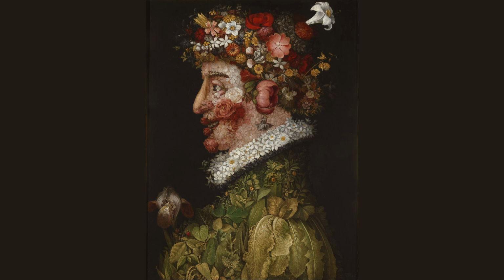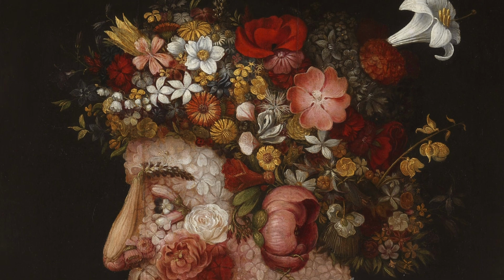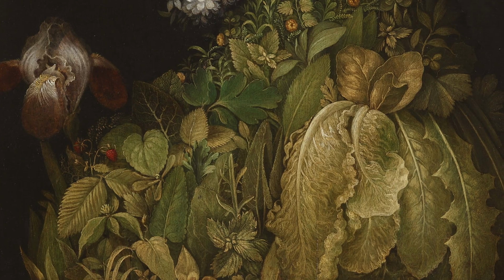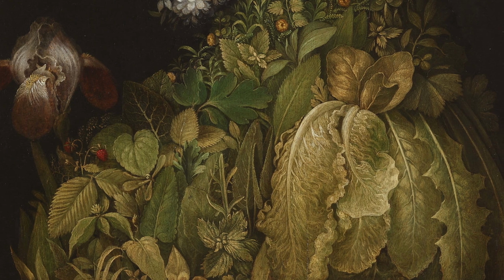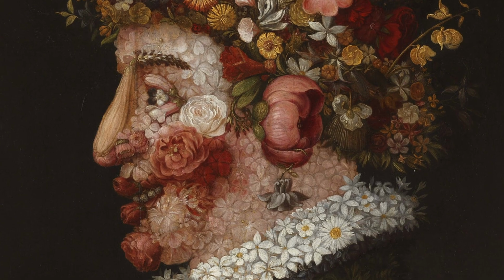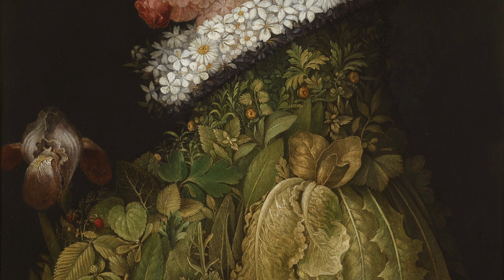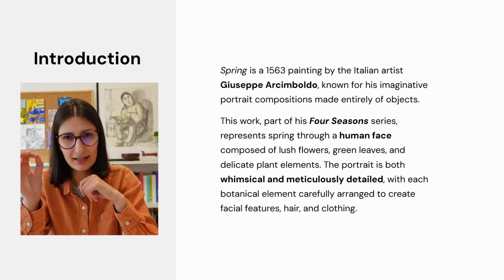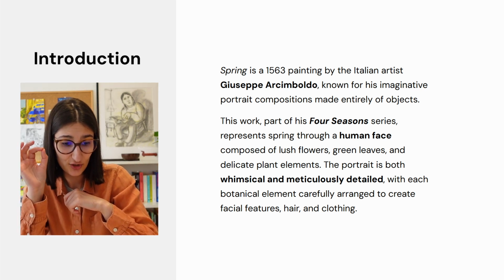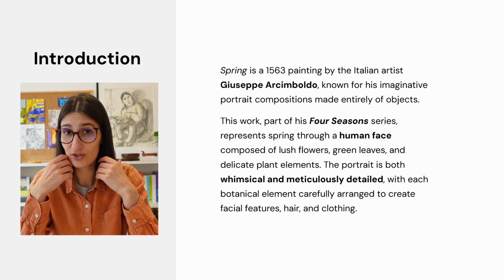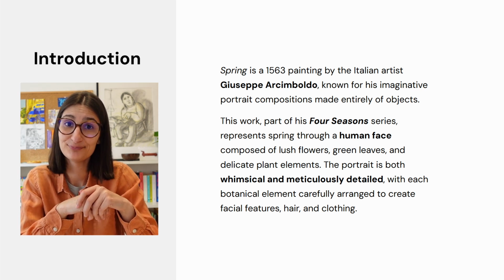Spring is a 1563 painting by the Italian artist Giuseppe Arcimboldo, known for his imaginative portrait compositions made entirely of objects. This work, part of his four-season series, represents spring through a human face composed of lush flowers, green leaves, and delicate plant elements. The portrait is both whimsical and meticulously detailed, with each botanical element carefully arranged to create facial features, hair, and clothing.